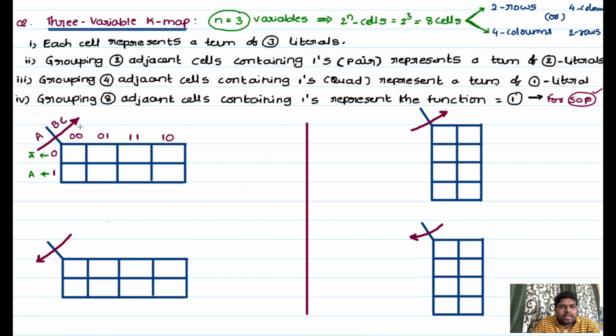Now I will take this one. So this is B bar and C bar. Okay, and when it comes to this 0 1, so B bar C, and this one B C. Okay, and this one, so B C bar. Okay, these are the variables in complementary and uncomplementary form.